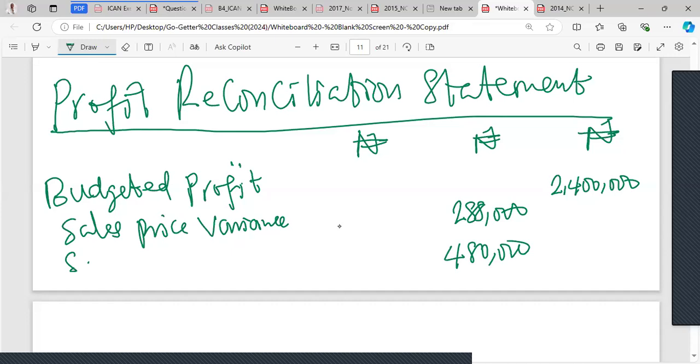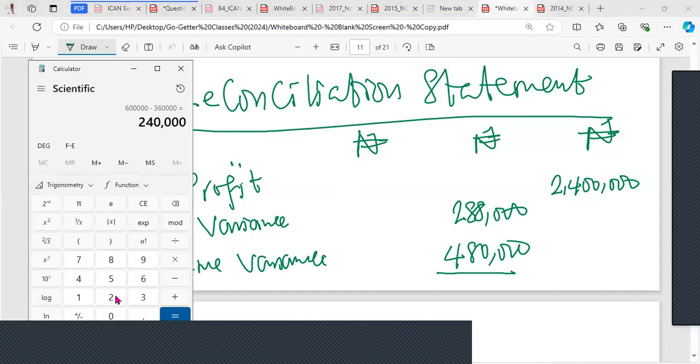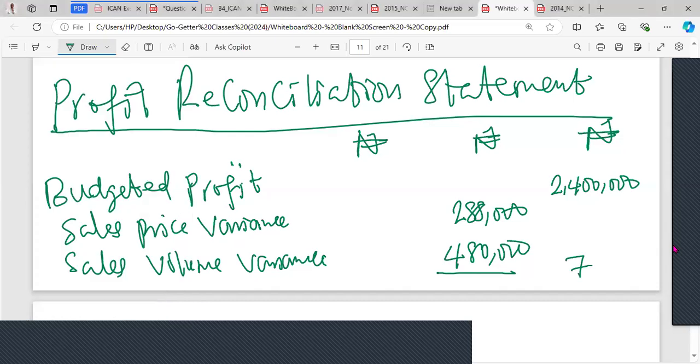So this is sales volume variance. Add this: 288,000 plus 480. That gives me 768. 768,000. I will now add it since they are all favorable.